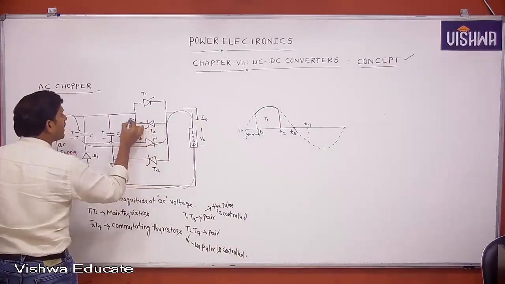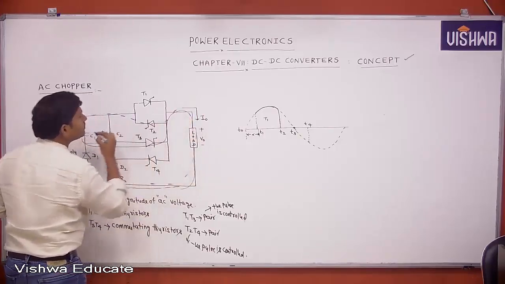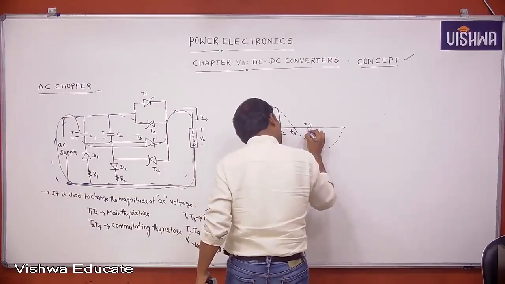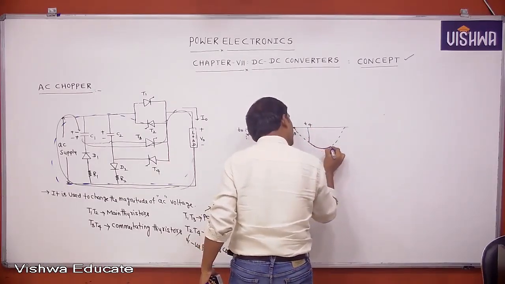It supplies the current to the load in the opposite direction. Like this it is applying. That is, it's applying the current to the load in the opposite direction. At T4 instant, T3 is triggered. Sorry, T2 is triggered.